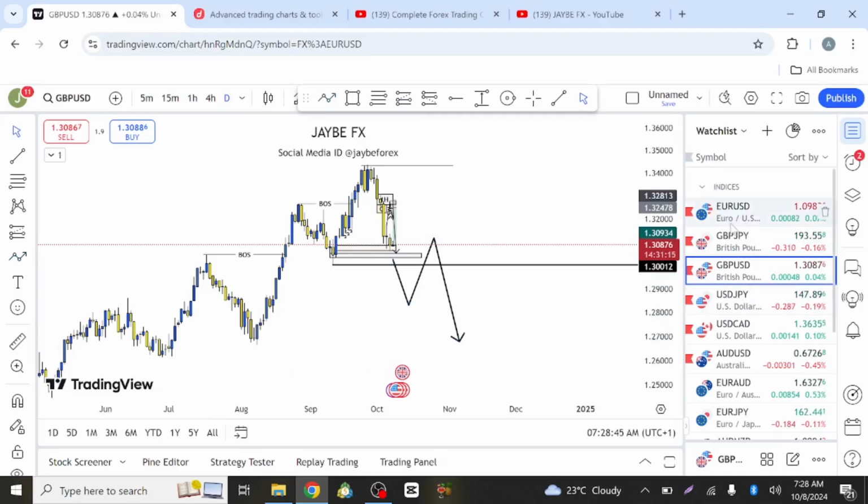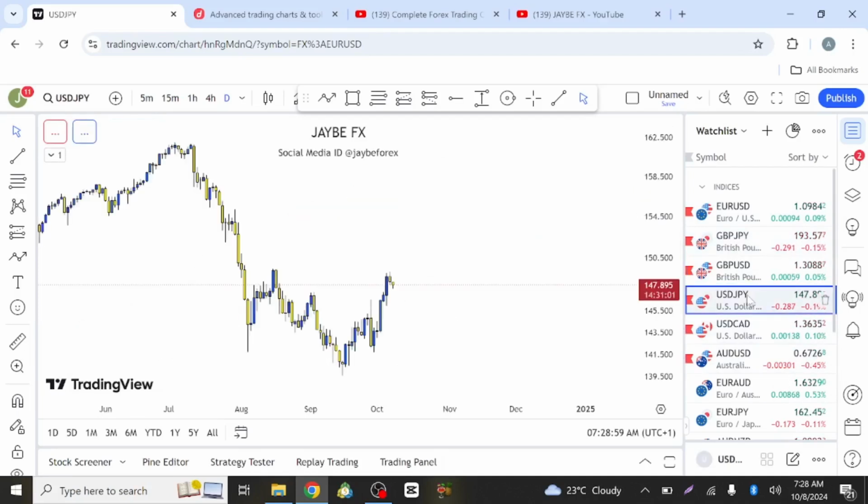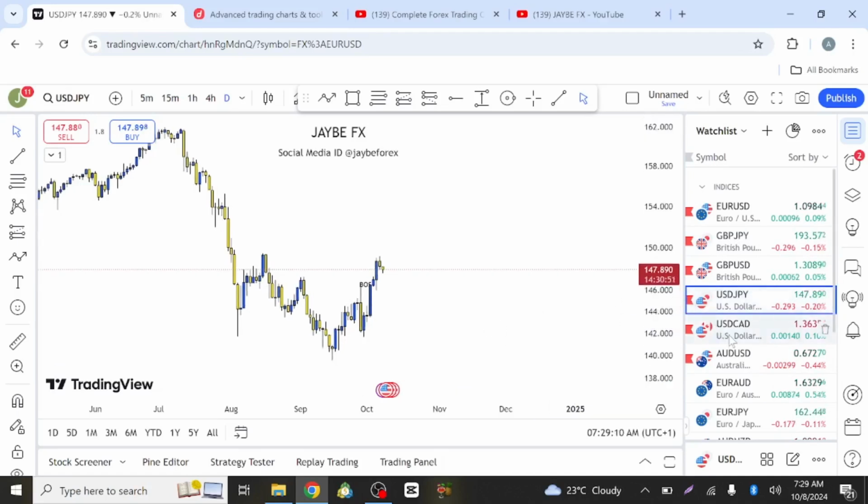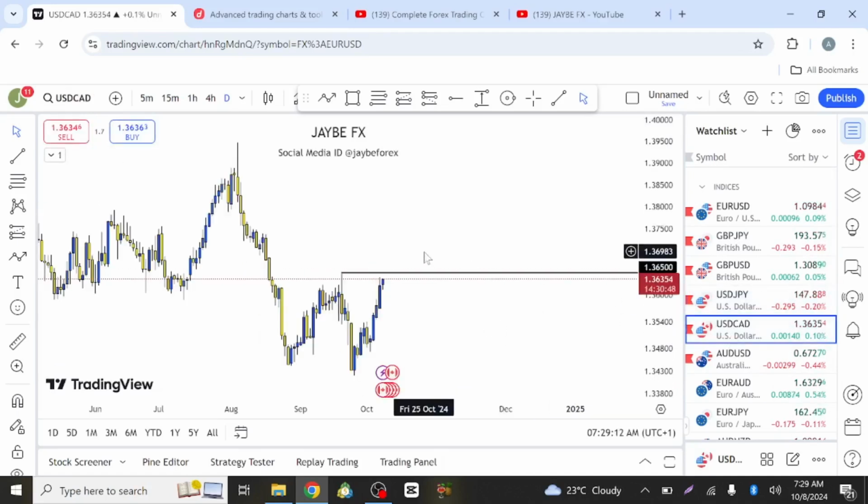You need to add Euro USD on your list, add GBP USD, add GBP JPY, and you can also add USD JPY, because once you have a base pair like JPY or USD, the rest pairing with it will have similar price action. You can still add USD. Let me see USD CAD.